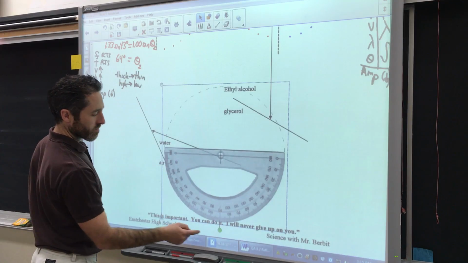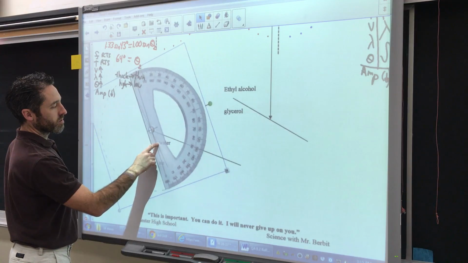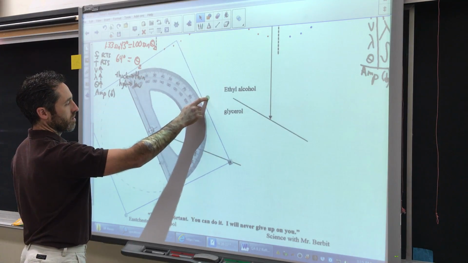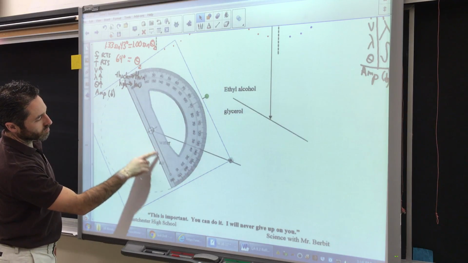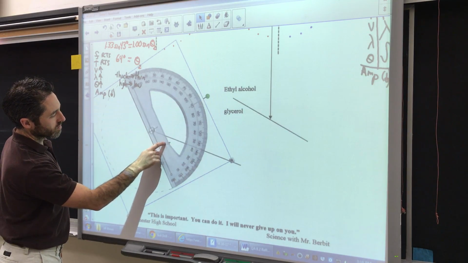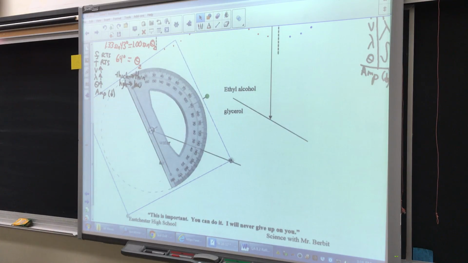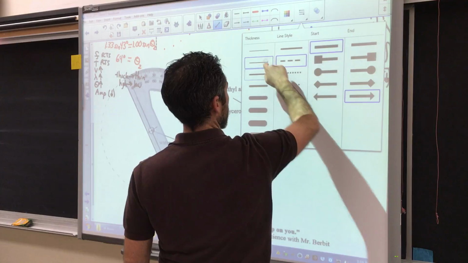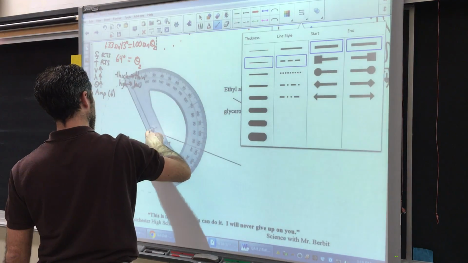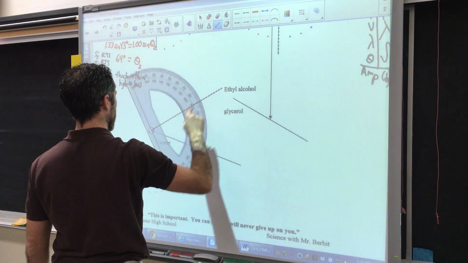Then, at the point where the ray meets the boundary, you need to draw the normal line. Be careful to set your protractor up with the boundary nicely. So that looks pretty good, right about there. And so now you need to make your normal line. Dot the locations. Let's set up our normal line. There we go.